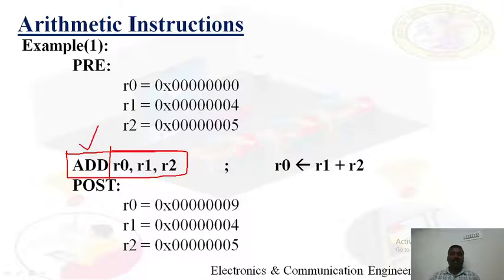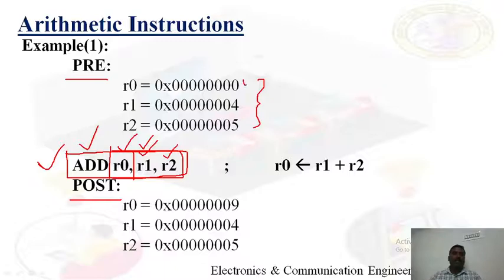Then this R0, R1, comma R2, they are the operands field. Here R0 acts as Rd, R1 acts as Rn, and R2 is nothing but N. Here N is a 32-bit register. Pre indicates the values before the execution of this instruction. Just for our example purpose, we have taken this pre and post. Pre means before the execution of this instruction, post means after the execution of this ADD instruction.